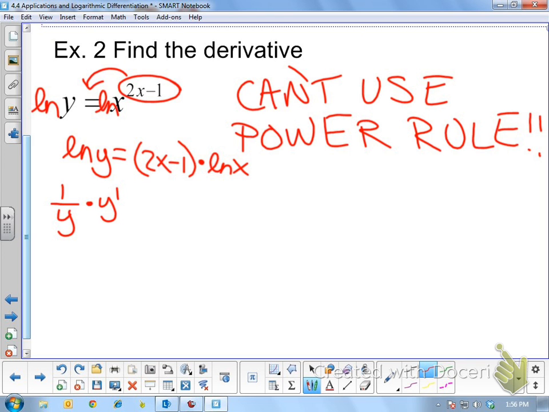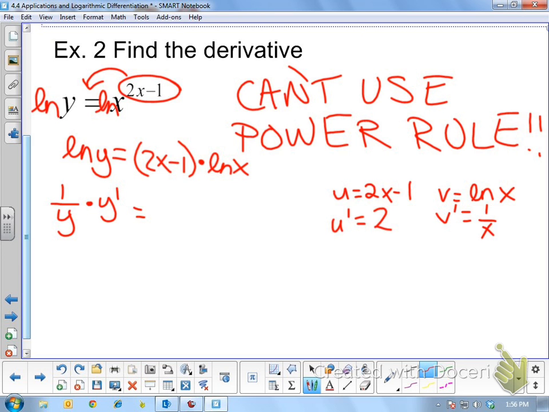How would I take the derivative of the right side? Product rule. So we have u is 2x minus 1, v is ln x. No super complicated derivatives here. Derivative of 2x minus 1 is 2. Derivative of ln x you will need to have memorized for the test. You may not have it memorized yet, but you can look them up for the homework. Derivative of ln x is 1 over x.